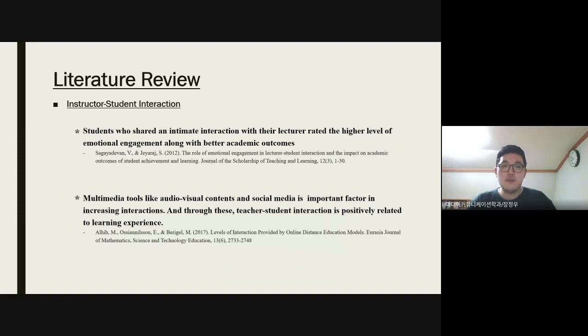Then, the literature review part. First, examining the instructor-student relationship in online lectures. According to the two studies below, the first study said students who share intimate interaction with their lecturer rate higher levels of emotional engagement along with better academic outcomes. And the second paper says that multimedia tools like audiovisual contents and social media are an important factor in increasing interaction. And through this, instructor-student interaction is positively related to learning experiences.